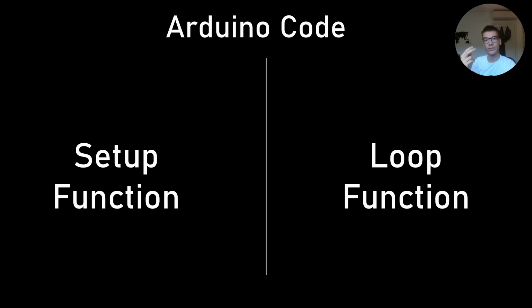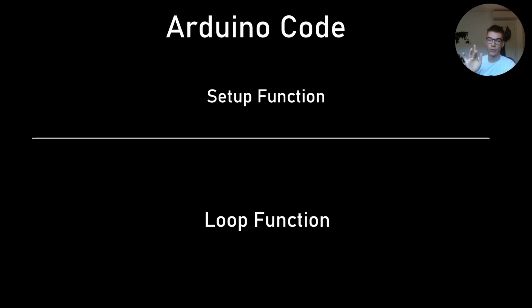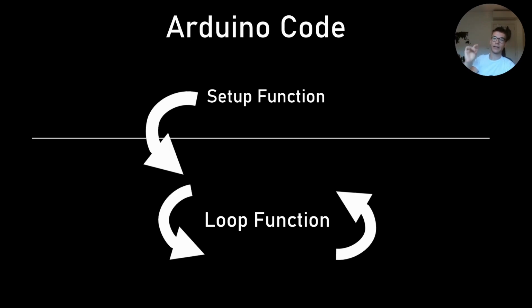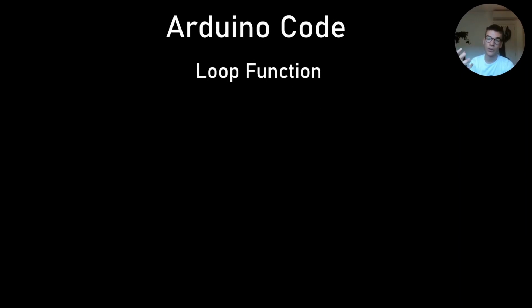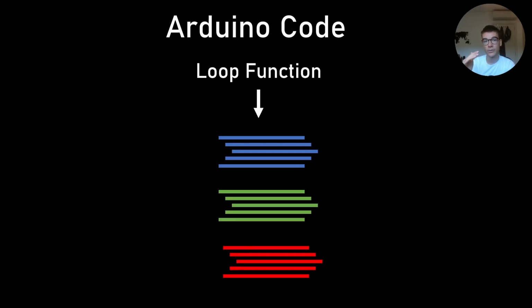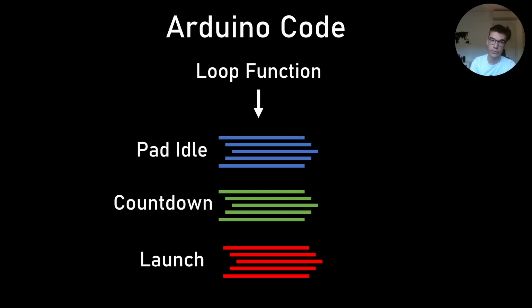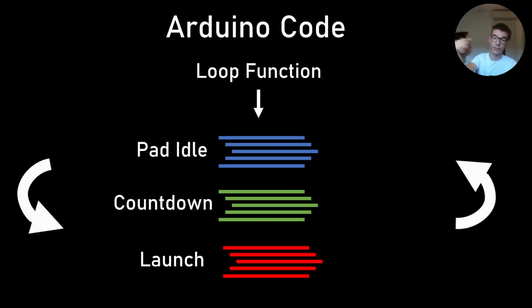The Arduino code consists of two functions, the setup function and the loop function. The setup function is executed once, you probably know this, and then the loop function is executed multiple times and forever. But what if you want this loop function to do different things in different stages of your flight, for example? Well, we will write out this loop function in different pieces of code, and we give each of these pieces of code a state. State 1, state 2, state 3, or countdown, pad idle, and launch, for example. The loop function still goes through all this code every time.